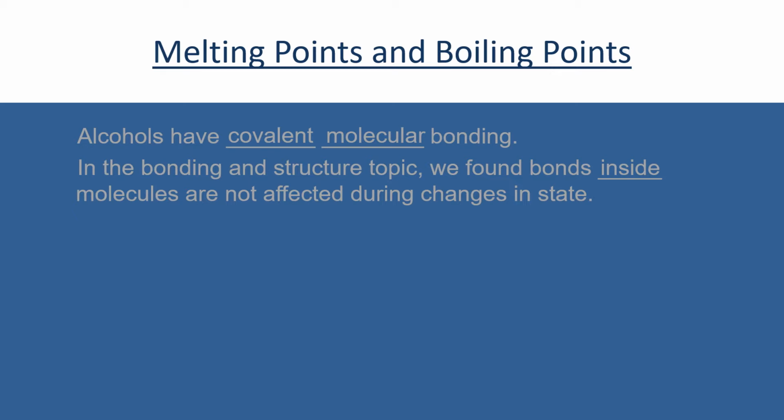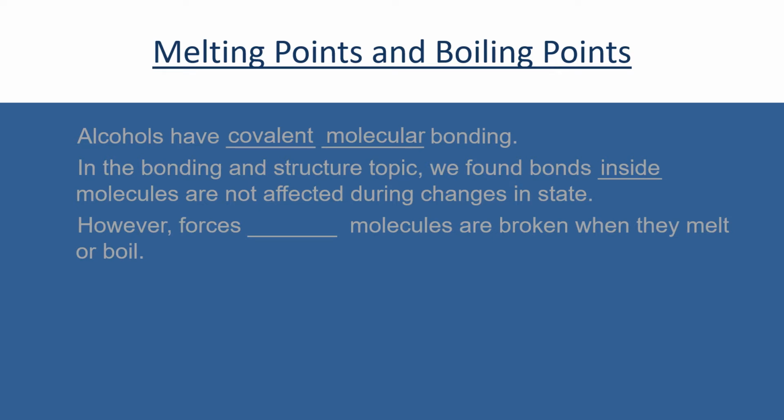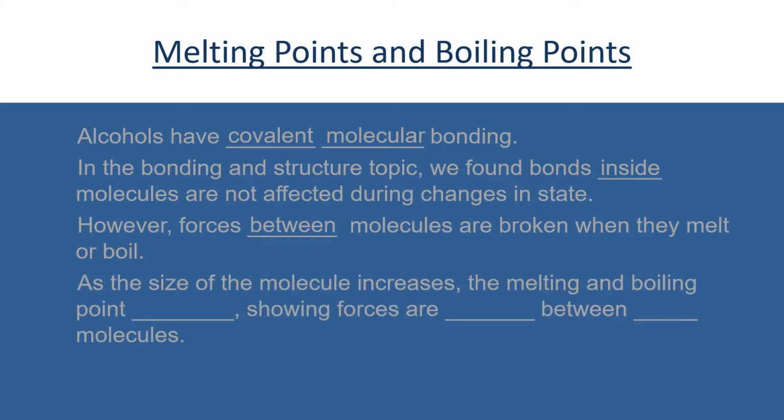molecule. So for instance, in methanol, when methanol changes from a liquid into a gas, when we boil methanol, we are not breaking, say, the bonds that are holding the carbon atom to the hydrogen atoms, or the carbon atom to the oxygen, or the oxygen to the hydrogen. We are not breaking those covalent bonds within the molecule. What we are doing is breaking the weak forces that attract one methanol molecule to another methanol molecule. That's the forces that we are breaking. So it's these forces between molecules that are broken when we melt or boil a covalent molecular substance.